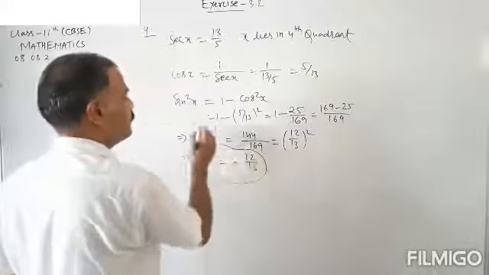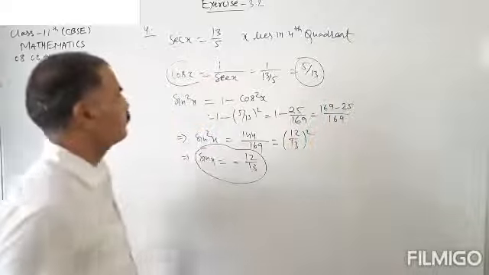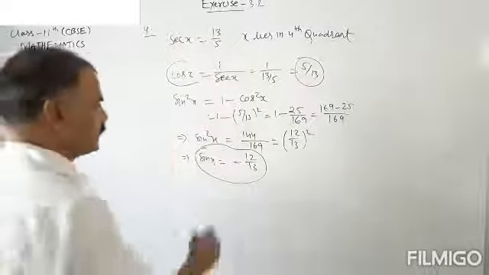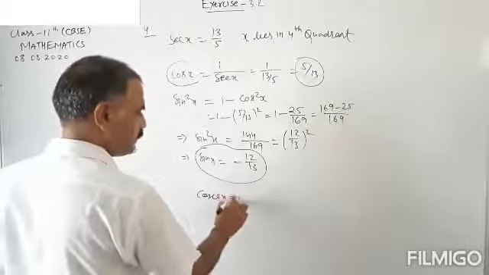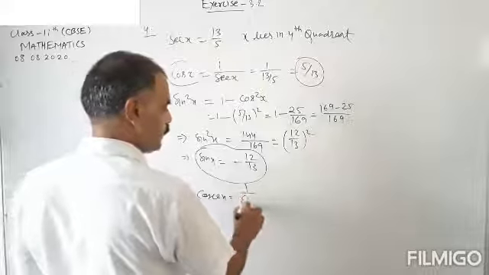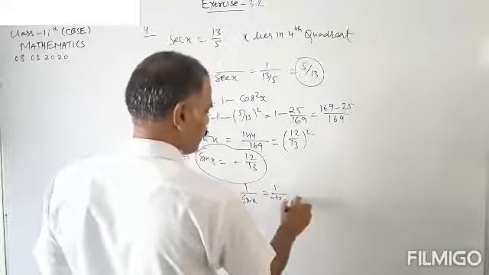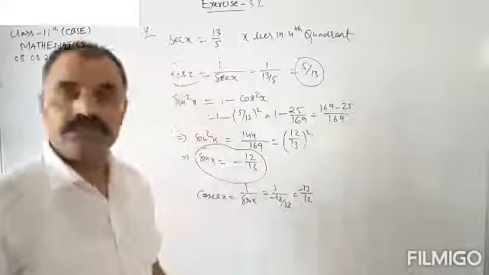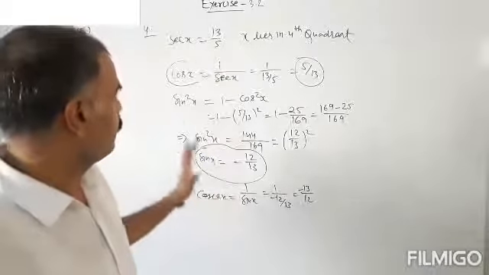So sin x is this and cos x is already found, that is this. So two trigonometric ratios are known. Now from sin x we can find cosec x. Cosec x is the reciprocal of sin x. So 1 upon minus 12 upon 13 is minus 13 upon 12. So cosec x is equal to minus 13 upon 12. So cosec x is known now.